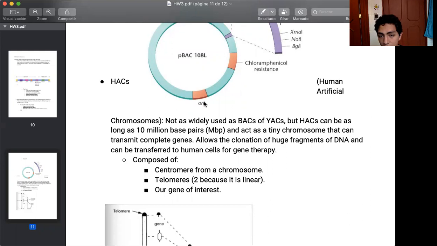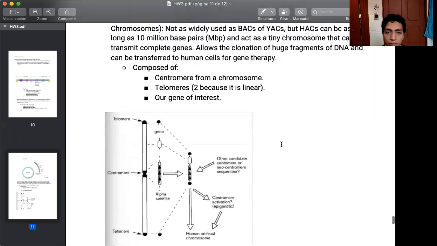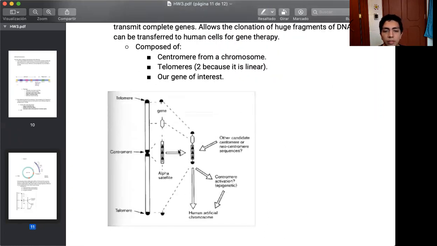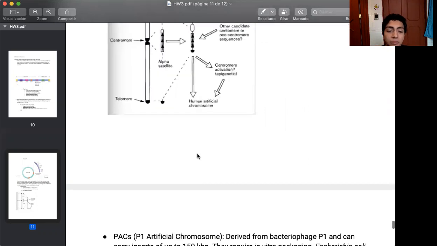Well, this allows the cloning of huge fragments of DNA, as I already said, and can be transferred to human cells for gene therapy. It's composed of a centromere, which is here in the image, obtained from an actual chromosome; telomeres, the same as in yeast chromosomes, which are like caps that protect our vector; and our gene of interest, which is here, marked with arrows, and that's it.